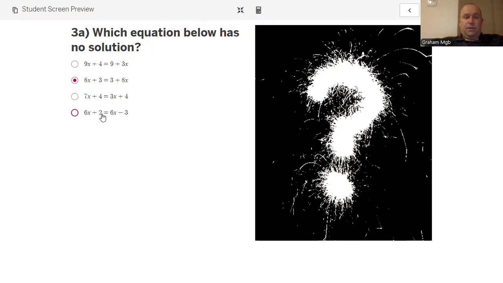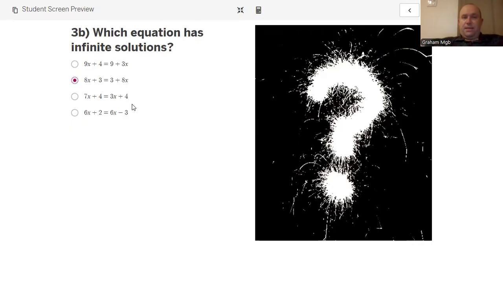This time, look at the numbers. Does 2 equal -3? As the answer to that is no, then I can pick no solution. So no solution has the same number of x's, but different numbers. Infinite solution has the same number of x's, and it also has the same number for the numbers as well.